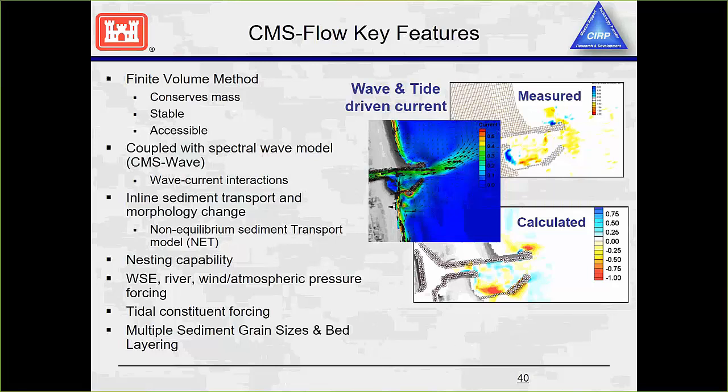We have some nesting. I'll go into that in a few minutes. And the types of forcing that we have are water surface elevation forcing, river, wind, atmospheric pressure, tidal constituent forcing, either from a database or from a constituent list that NOAA keeps up. And we do have the capability of doing single or multiple sediment grain sizes, working with different layers in the bed. We'll be getting into most of that in later webinars for the more advanced features.